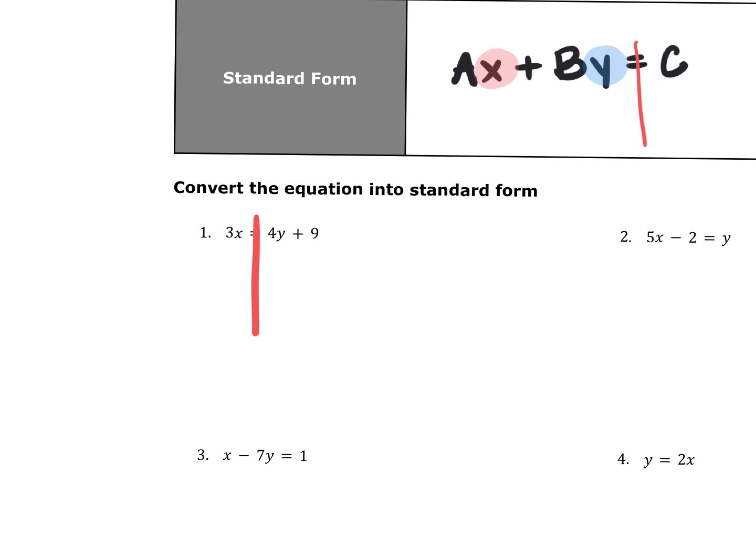If my 4y is right now on the right side and I want to move it to the left side, I'm going to have to subtract 4y. If I subtract 4y on my right side, I also have to subtract 4y on my left side. Okay, if I'm going to put it in standard form, my x always comes first. So because I had a 3x, I'm going to keep that. I have a minus 4y, and I'm going to say equals. These are gone, so the only thing left on that other side is 9. So that's in standard form because I have my x on my left side, and I also have my y on my left side. Okay, so let's look at number 2.